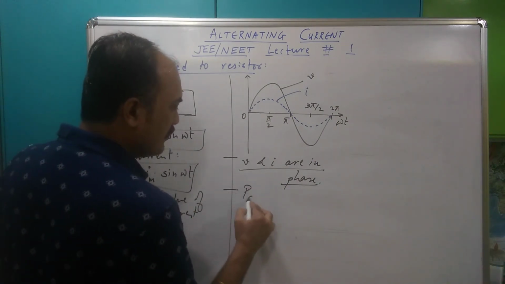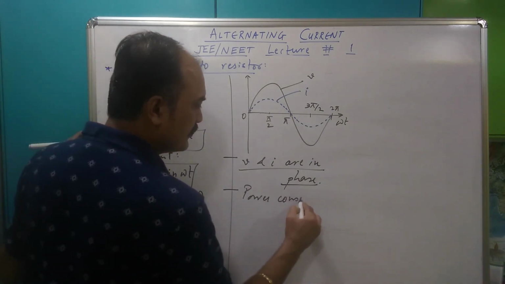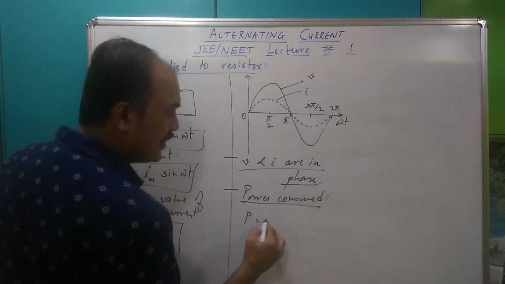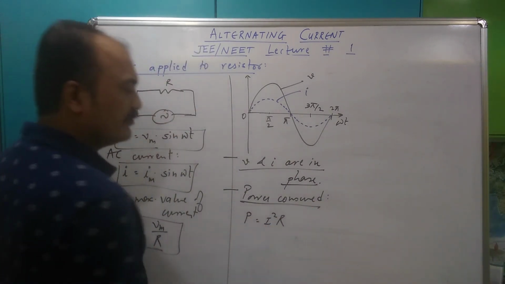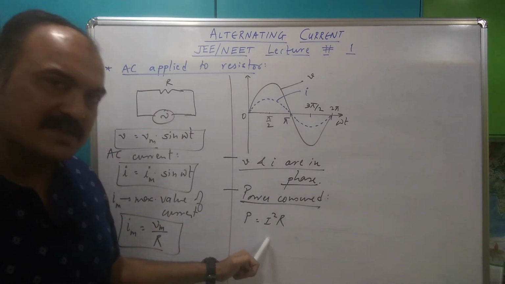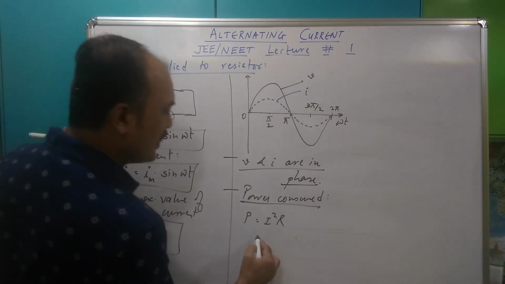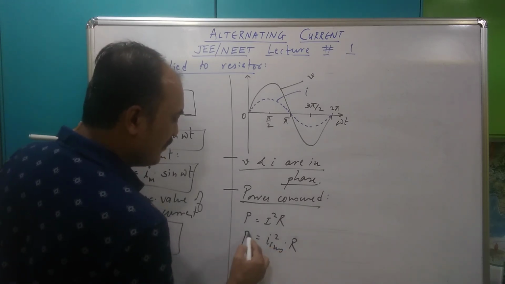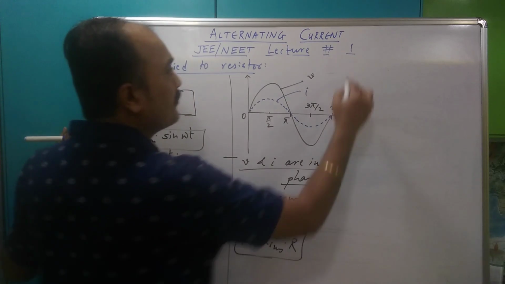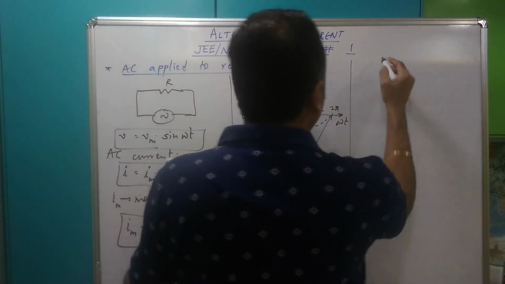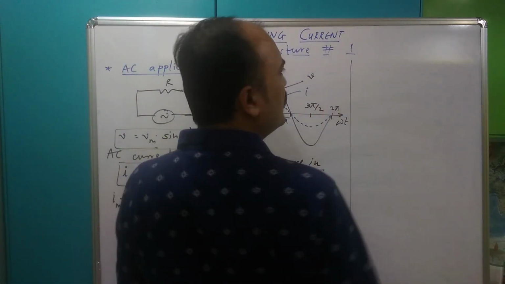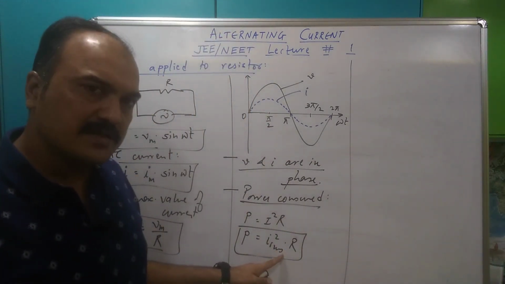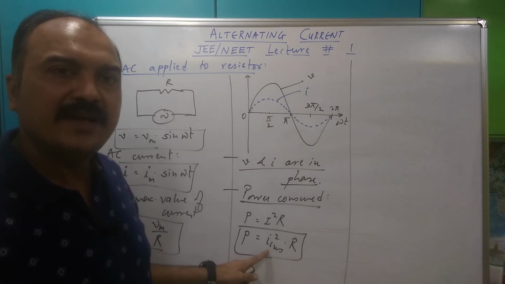Also, power consumed by a resistor, P is I square R. But which current is this? This, ladies and gentlemen, is the RMS value of current. So IRMS square into R. IRMS is root mean square. We square it first, then we take the mean, and then we take the root.